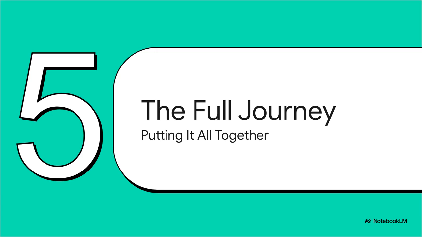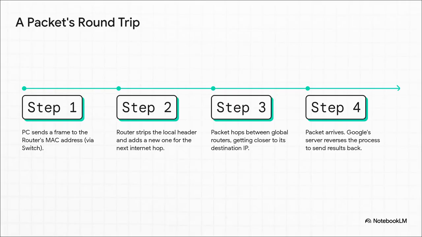All right, we've collected all the pieces of the puzzle. We've got the two different addresses, the switch, the router, and the protocols. So now let's put it all together and trace our one little data packet on its full, mind-blowing round trip from your click to Google and all the way back. So in less time than it takes to blink, here's what happens. First, your PC sends the data addressed to your router's MAC address. Your router gets it, rips off that local address, and sends the packet out to the big internet, aimed at Google's IP address.